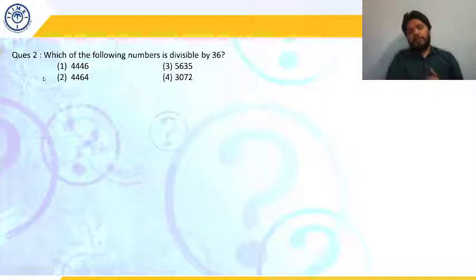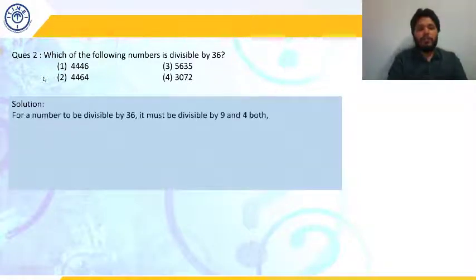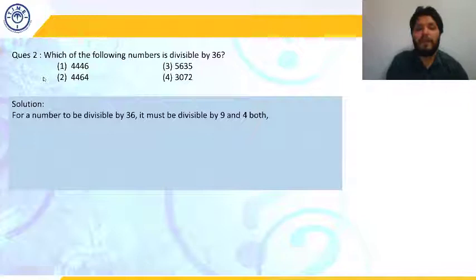So if a number is divisible by 36, it has to be divisible by 4 and 9 both simultaneously. Okay, so we have to check for 4 and 9 both. So what is the divisibility of 4? Let's check first by 4. The last two digits should be divisible by 4.